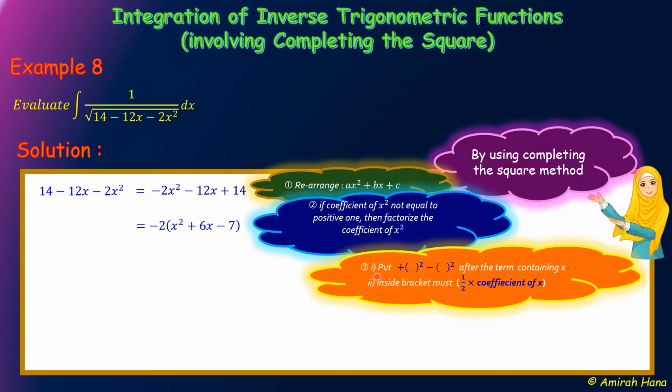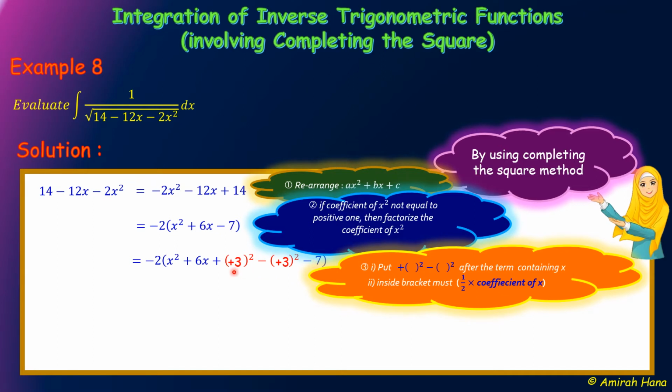After that, step 3. Put plus bracket squared minus bracket squared after the term containing x. Okay? Alright, from here, we have negative 2 and then x squared plus 6x. After the term containing x, after 6x here, we need to put plus bracket squared and minus bracket squared, and then minus 7 here. Okay, and then we still have minus 7 here, right?